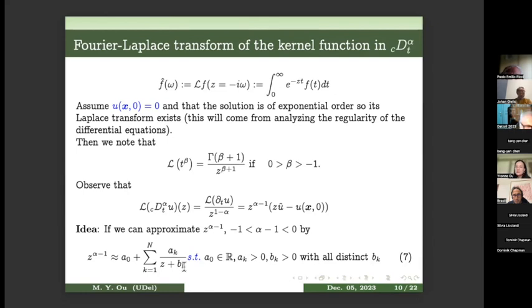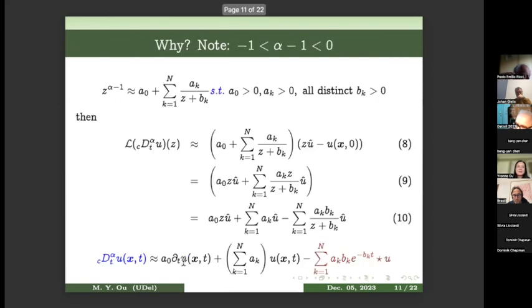I don't want to have any non-simple poles. So can I do this? I will show you, yes, you can prove it. But let me explain why I want this. If I can replace the Caputo kernel with this number plus all of this, then what happens? Why do I want this? I want all the B_k to be distinct, because of a simple calculation: for the Laplace transform of the Caputo derivative, I just replace the kernel with the approximation I want here.